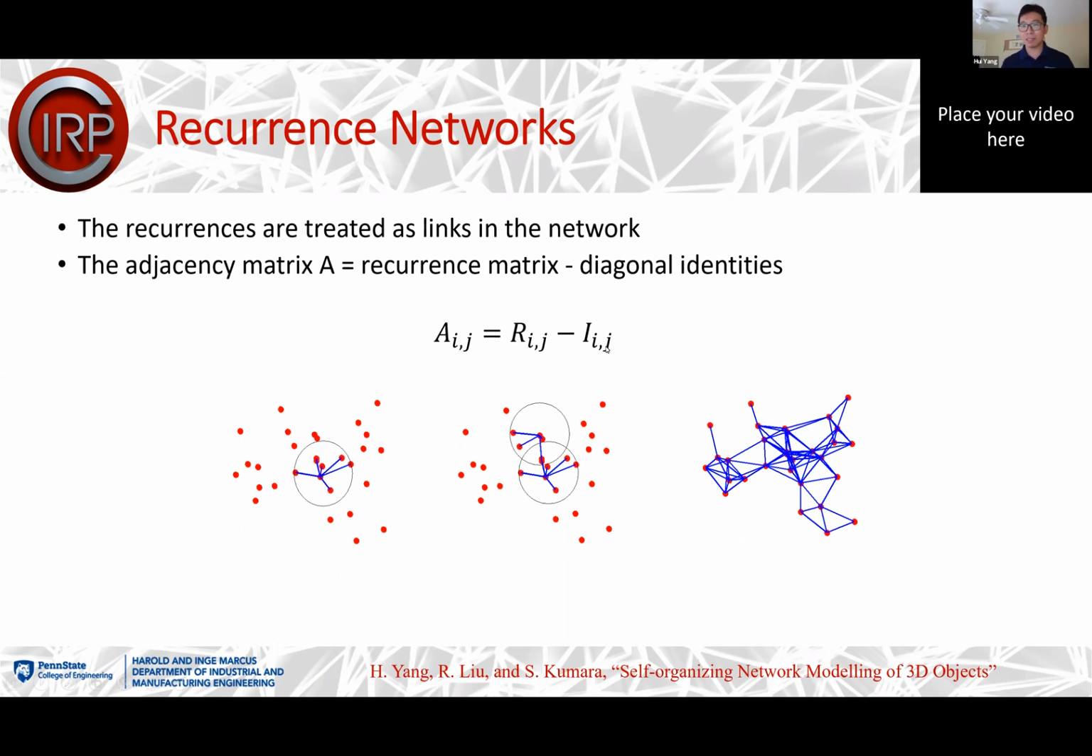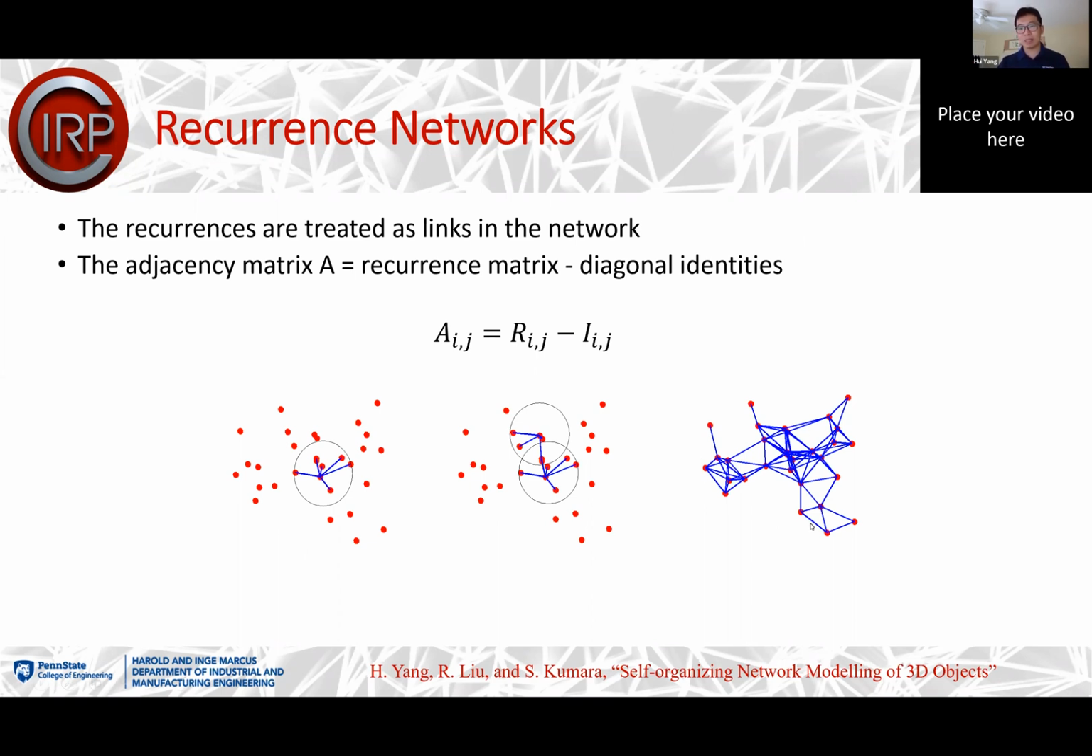We subtract the diagonal identity because we don't want self loops. For example, for this node, we fix the radius and find how many neighbors it has. Also for a different node, we fix the radius, which means each node might have a different number of neighbors and a different number of connected nodes.